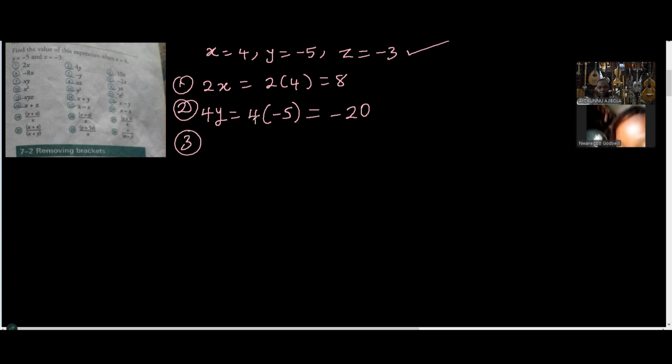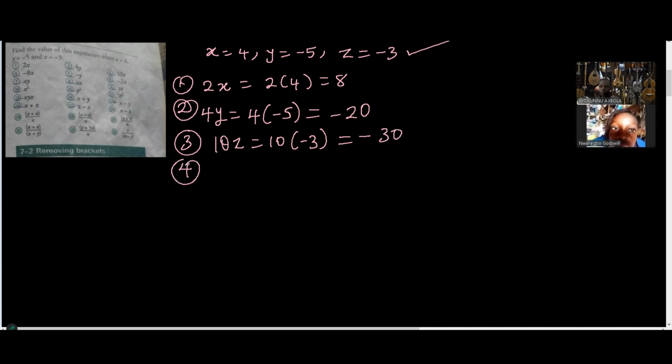And number three, we have to find 10z, which is 10 into negative 3. 10 times 3 is 30. And there is a negative sign there. Number four, we have negative 8x, which means this is negative 8 into 4. 8 times 4 is 32 with a negative sign.